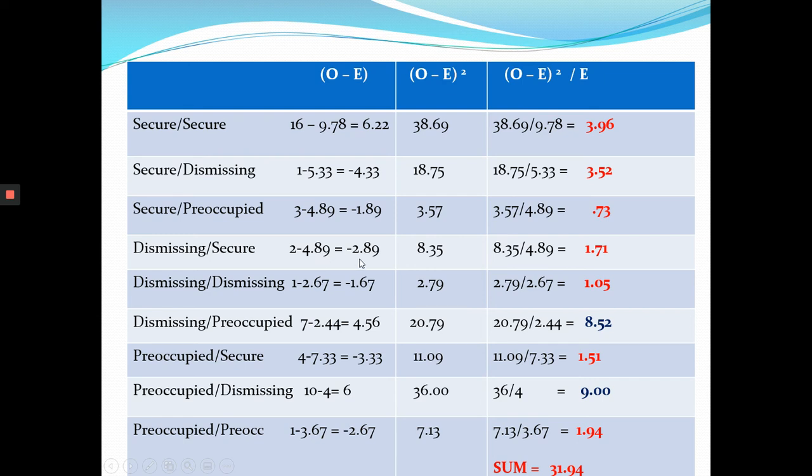So it's negative because there are fewer actual couples than we expected in this dismissing secure category. And so it's negative 2.89 for O minus E. 2.89 times 2.89 is 8.35. 8.35 divided by 4.89, the expected, is 1.71.